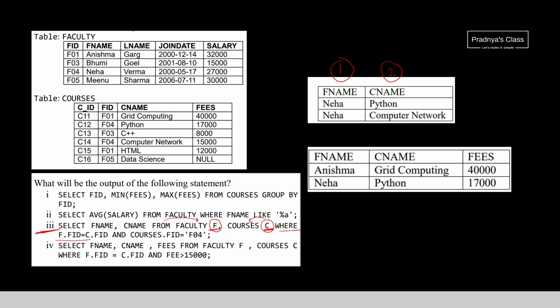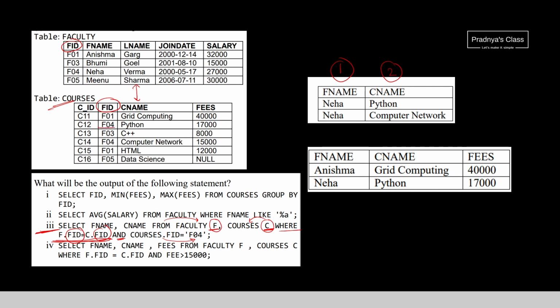This is the first statement which is used to combine or join 2 tables in which we take the common column. You can see here FID is the common column and with the AND operator we will mention the required condition. Courses.fid should be F04. We could have written here C.fid, but that's not a problem. We understood what we want. So look at the courses table.